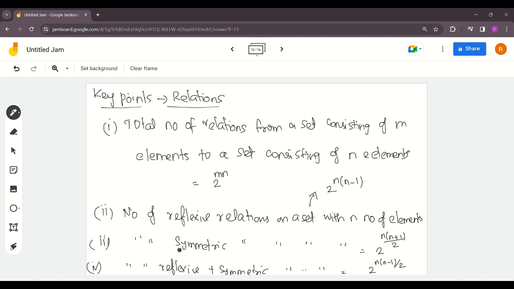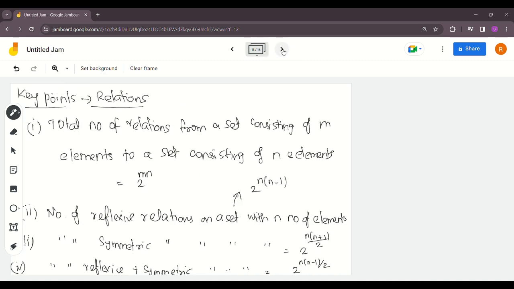And the number of symmetric relations: opposite pair, (1,2) means (2,1) should also be present. So the number of symmetric relations on a set with n number of elements is given by this formula, 2 power n(n plus 1)/2. And for a combination of reflexive and symmetric relations, it is nothing but 2 power n(n minus 1)/2, where n commonly represents the number of elements present in a set.